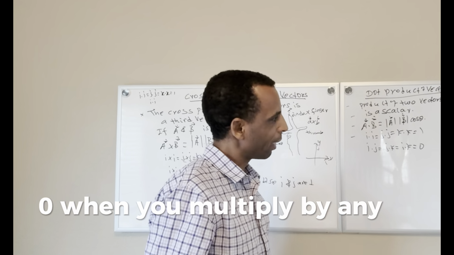This is the difference between the dot product and the cross product of two vectors. After this, we can apply the practical examples of the dot product and the cross product.